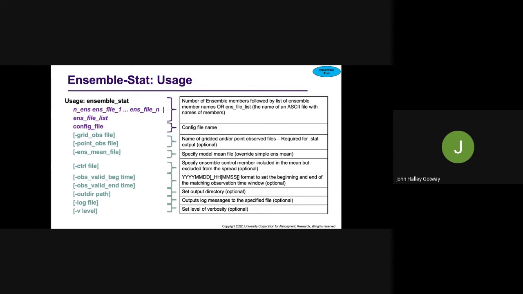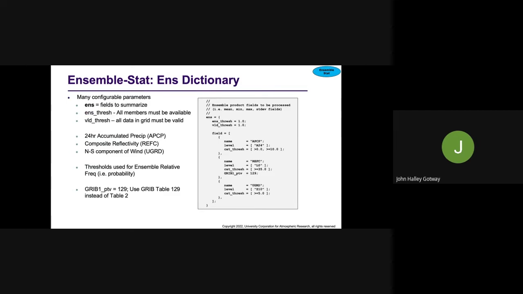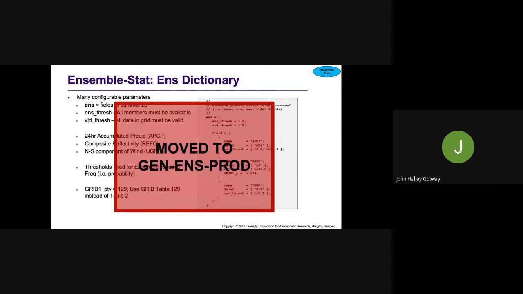I don't know much about the considerations behind that, but it's an option that's available now if you'd like to use it. Just like in PointStat, you could explicitly specify on the command line a point observation retention time window. You can also do so in EnsembleStat. These options are pretty lightly used. In general, you would instead specify the matching time window in your configuration file. And then -outdir directs the output to the requested directory, and -log and -v are options that appear across all of the MET tools. So this is normally when I would talk about how you would configure the ens dictionary in the configuration file to generate products. I'm not going to talk about it here because it's moved to the other tool.